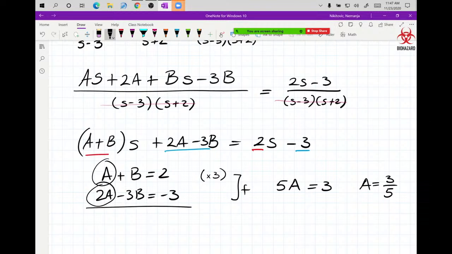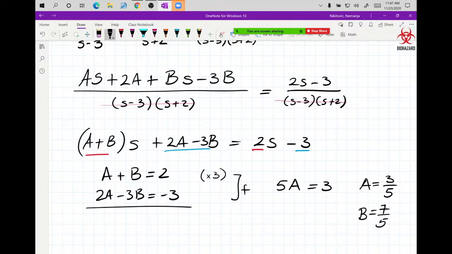One more time. 3a plus 2a is 5a. B's cancel because you have plus 3b minus 3b. And then you have a 6 minus 3 is 3. You divide both sides by 5 and you get 3/5 over there. So if a is 3/5 then b must be 7/5, right? So they can add to 2 because 7 plus 3 is 10 divided by 5 is 2.